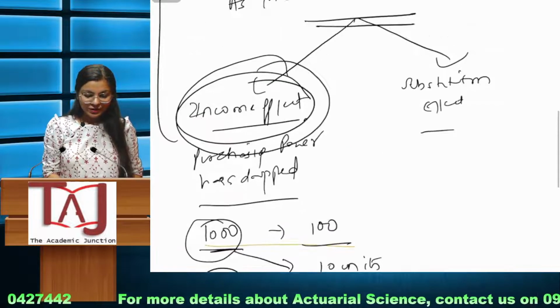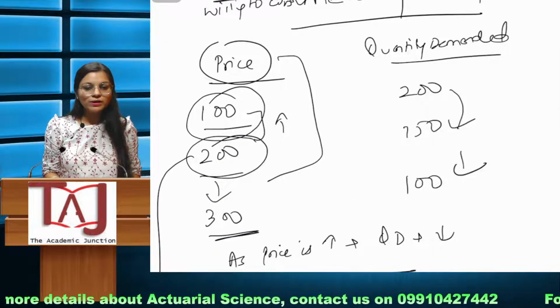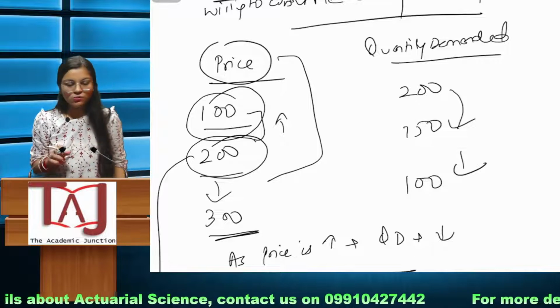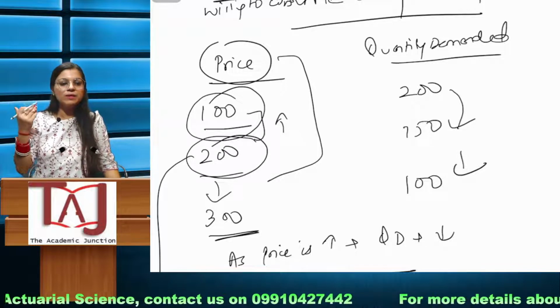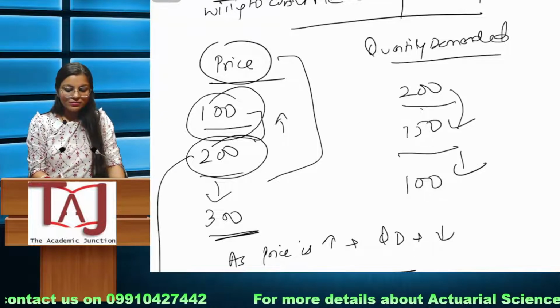ये पहला effect. दूसरा effect क्या है कि क्यों आपका price increase करने से आपकी quantity demanded घट रही है? एक तो हमने बोला कि purchasing power कम हो गई है. क्यों purchasing power कम हो गई है? Because with the same level of income, now you can definitely afford fewer goods. The other one is the substitution effect.